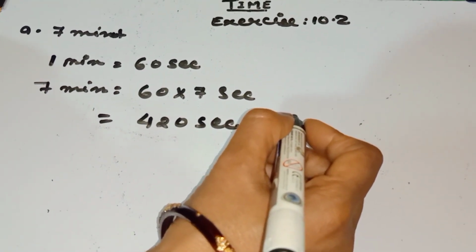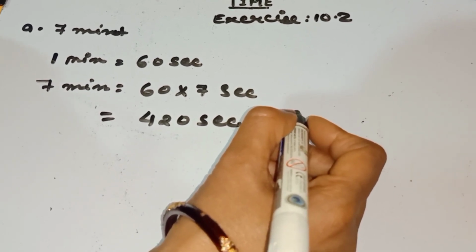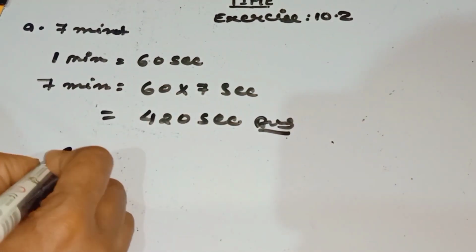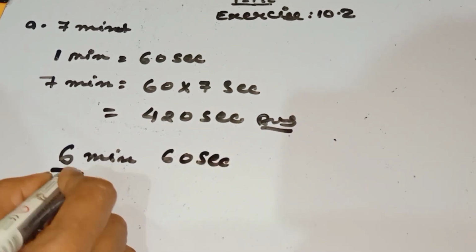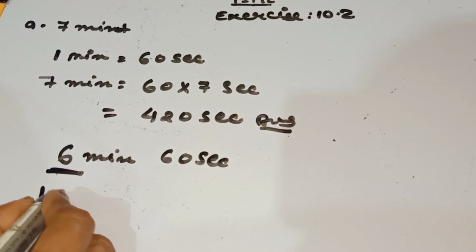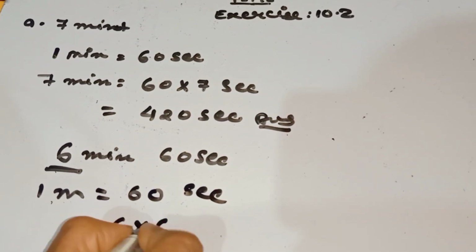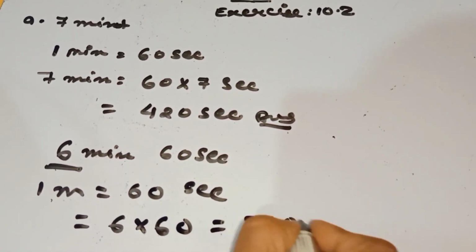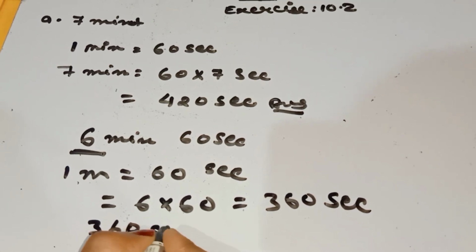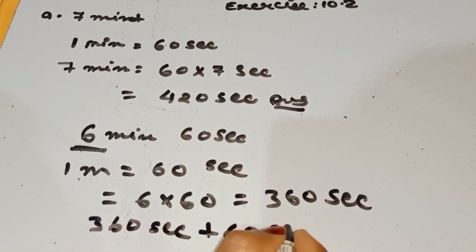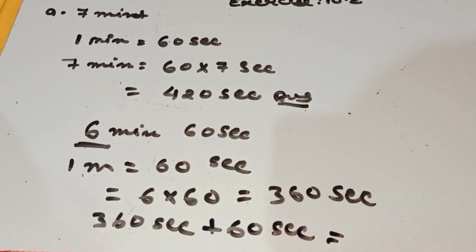And I think you can do it. So children, see question number C. It is given 6 minutes 60 seconds. So how can we do it? First you convert the minutes into seconds. So 1 minute is equal to 60 seconds, and 6 multiplied by 60 is 360 seconds. And after that, what will you do? 360 seconds plus 60 seconds. And you will get the answer easily. So, I think you can do question number 1.